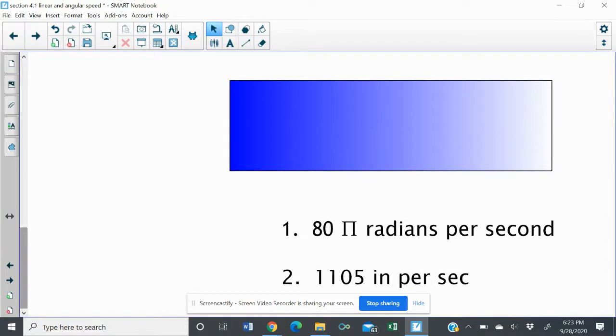All right. So again, angular, no radius; linear, radius.